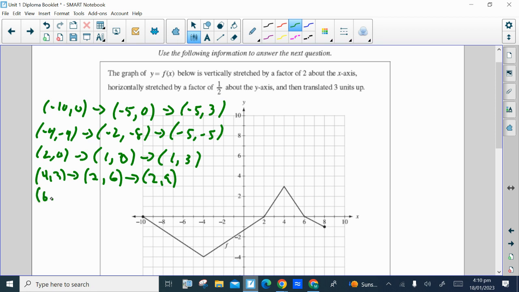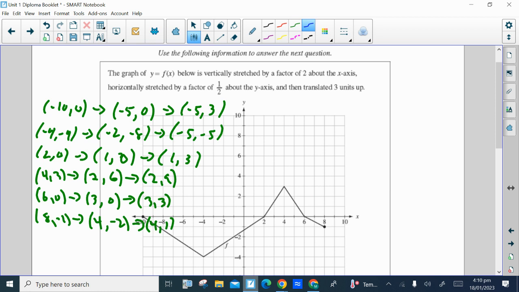Then we have the point 6, 0. Horizontally stretched by 1/2 gives us 3. Multiplying the y value by 2 stays 0. But then when we add 3, we get the point 3, 3. And the last point is 8, -1. Horizontal stretch by a half, the x value is multiplied by a half, which is 4. Multiply the y value by 2, gives us negative 2. And then when you go up 3 units, it'll be 4 comma 1.